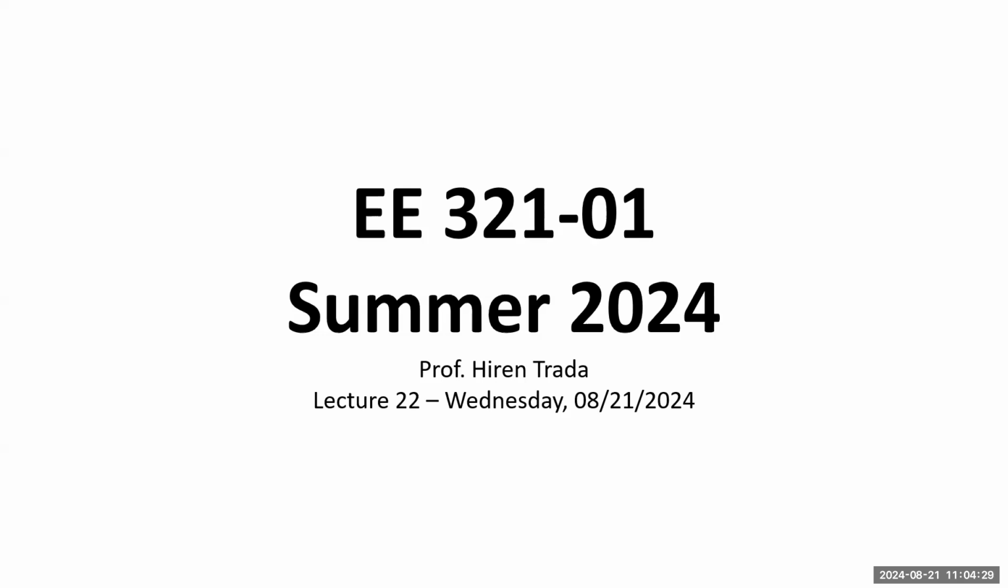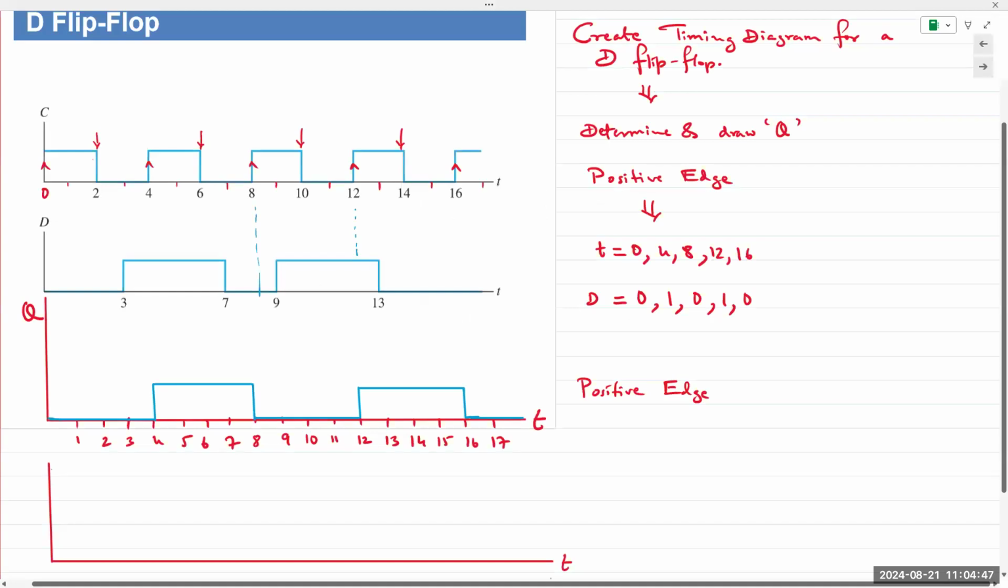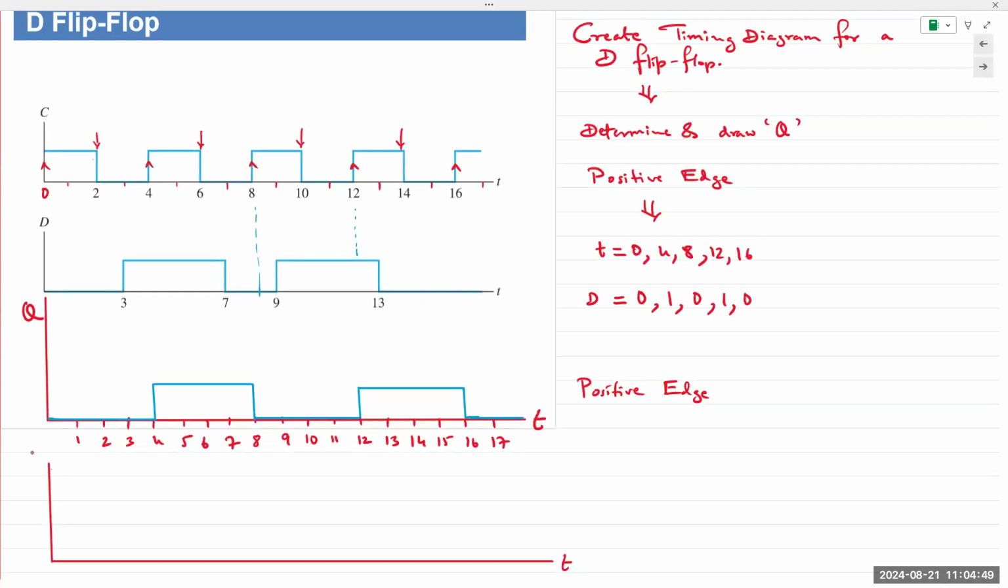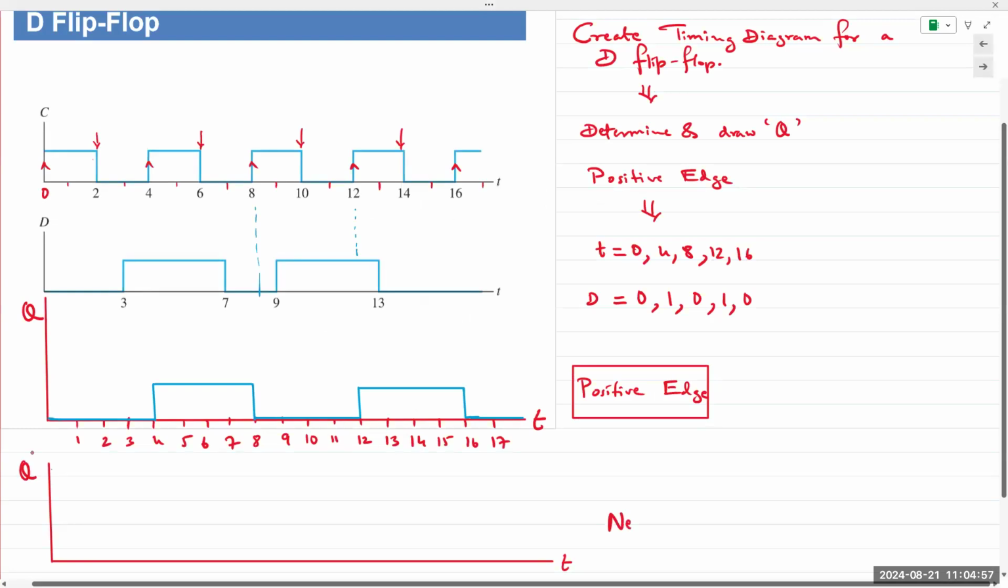One of the questions that was being asked by a student was, how would the D flip-flop timing diagram change if we assumed a negative edge trigger? So let me illustrate that. All right, so this was the problem that we did earlier. I marked this as positive edge triggered, right? The output is positive edge triggered. If it was negative edge triggered, let's see how the output would change.